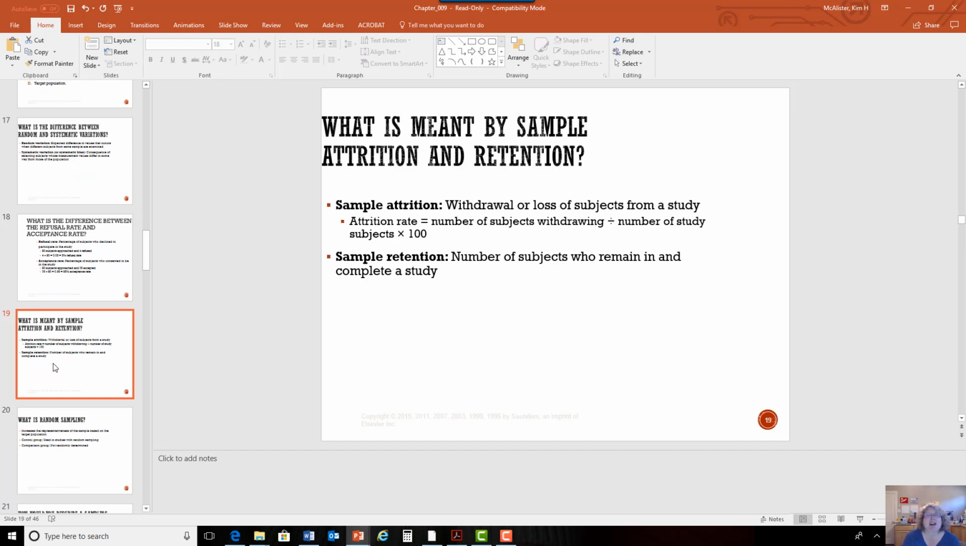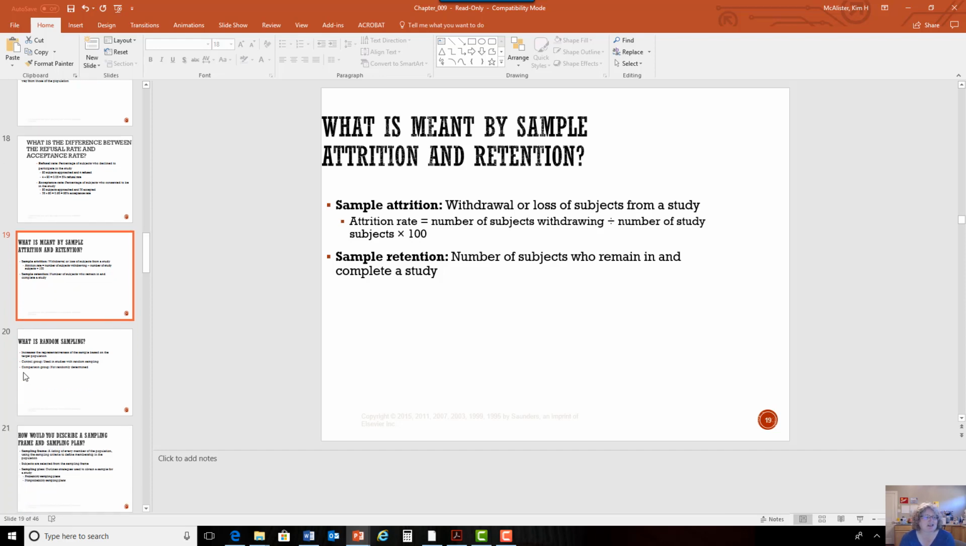Your sample attrition happens when people pull out of your study. They may decide they don't want to participate anymore. They may have some kind of change in their health status and they're unable to participate. People also move away, or they get jobs, their schedules change and they can't participate. Sometimes people die. So these are reasons why people would attrition out from the study. Your sample retention is the percentage of people that continue with the study.